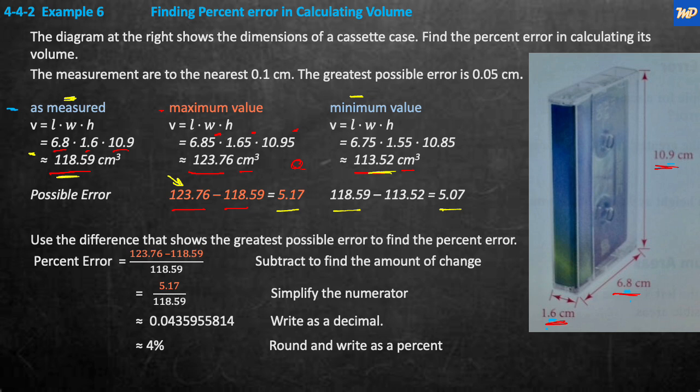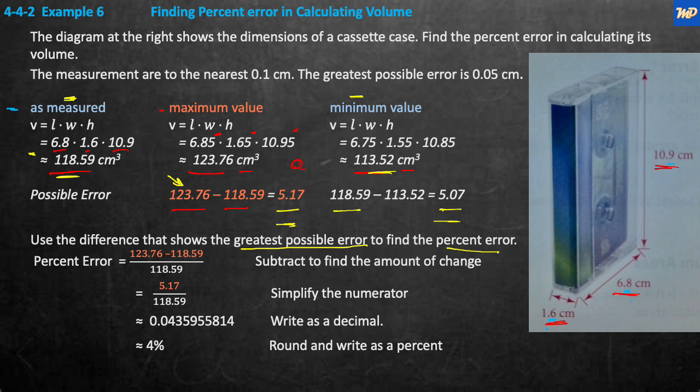Well, back when it told us what to do, it said to use the largest difference in our calculation. So use the difference that shows the greatest possible error to find the percent error. The one that shows the greatest possible error is not the 5.07. No, it's the 5.17 that is the greatest possible error.